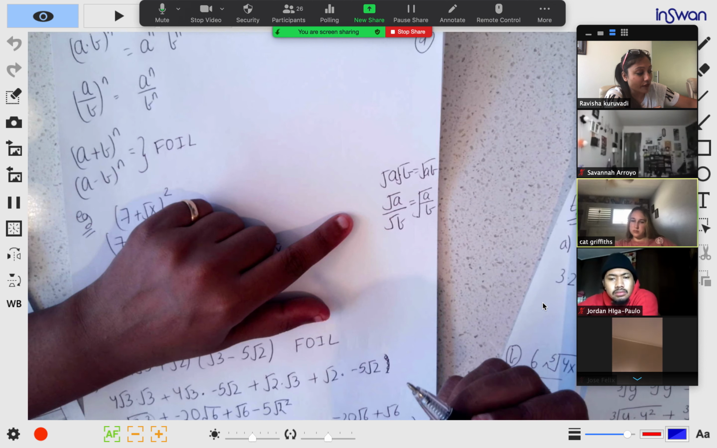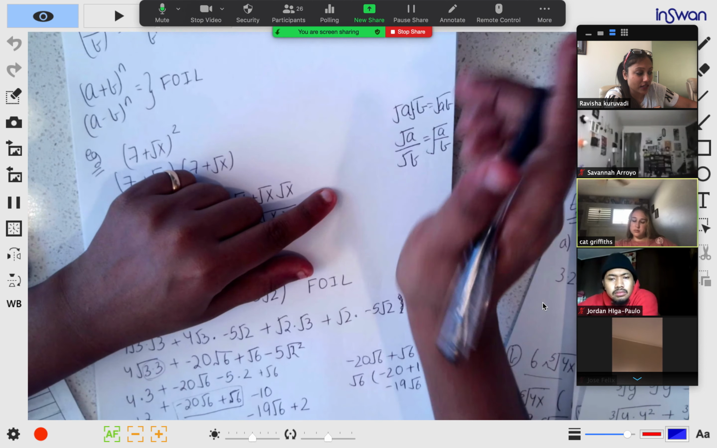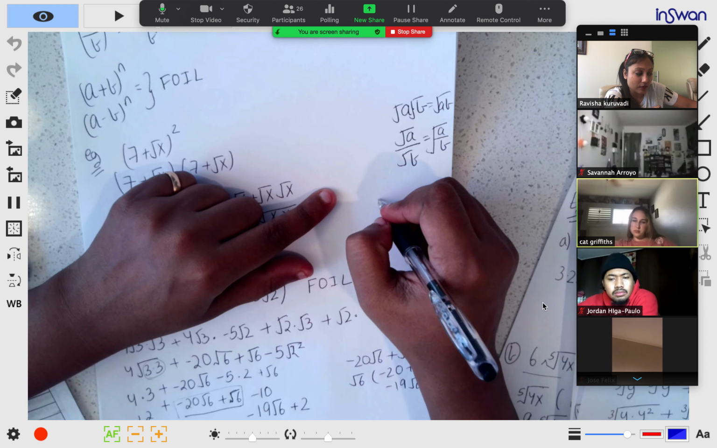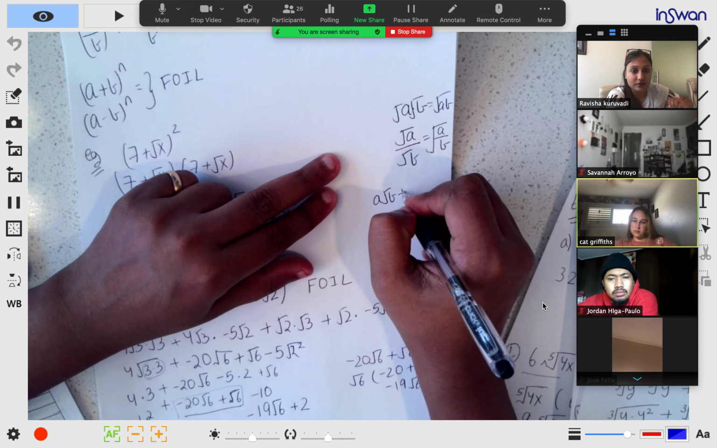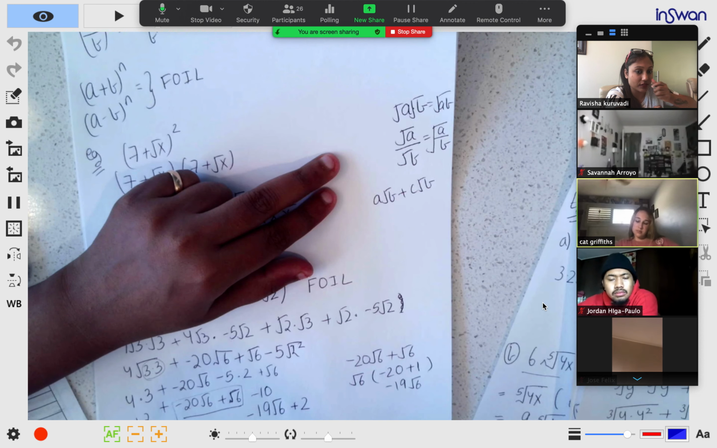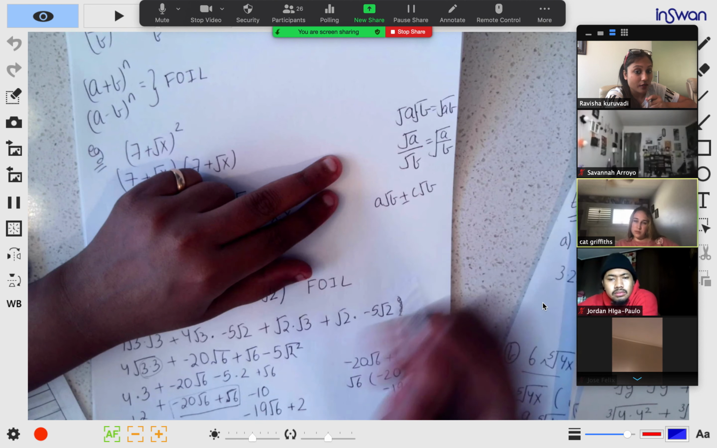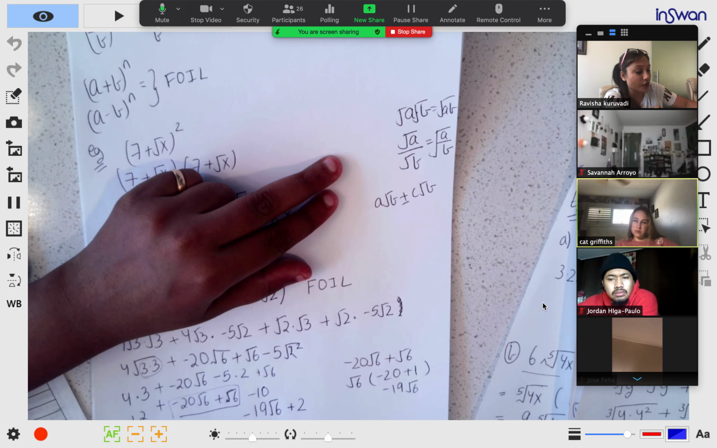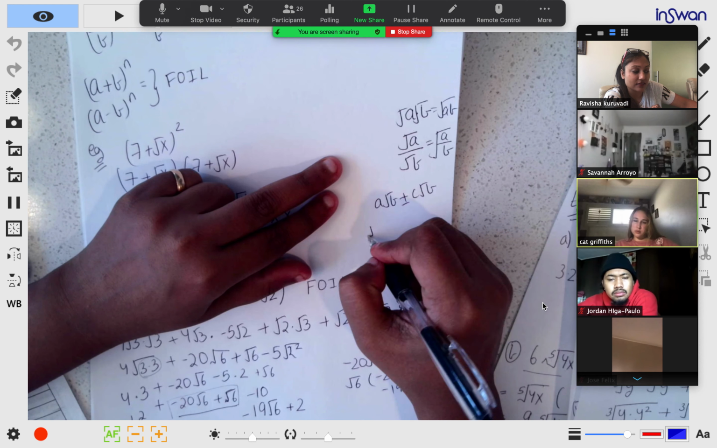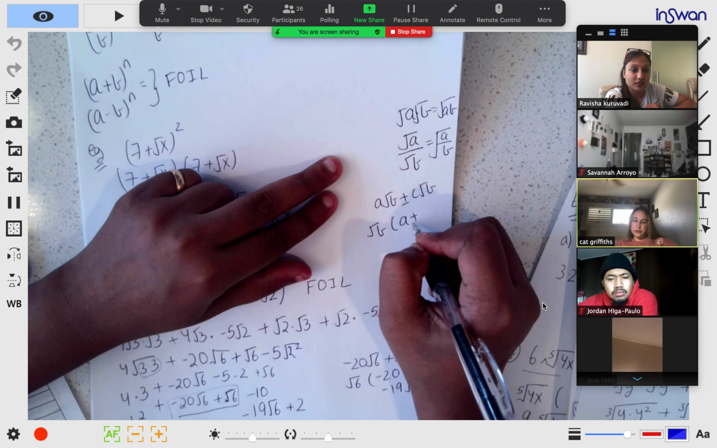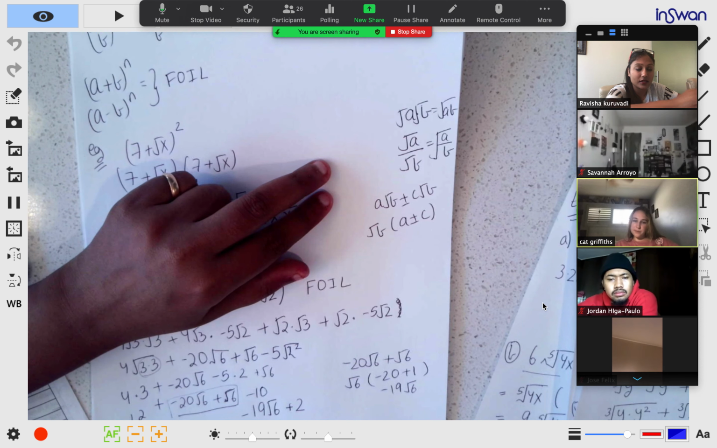But in the case of addition, if you have something like a square root of b plus c square root of b, in the case of addition or subtraction both, you cannot combine this way. What you have to do is take out the common factor and see what you're left with inside.